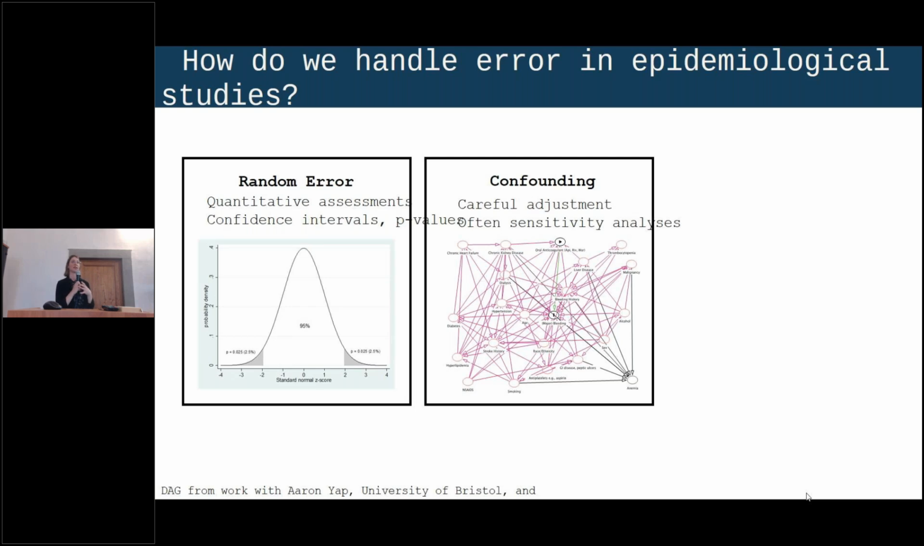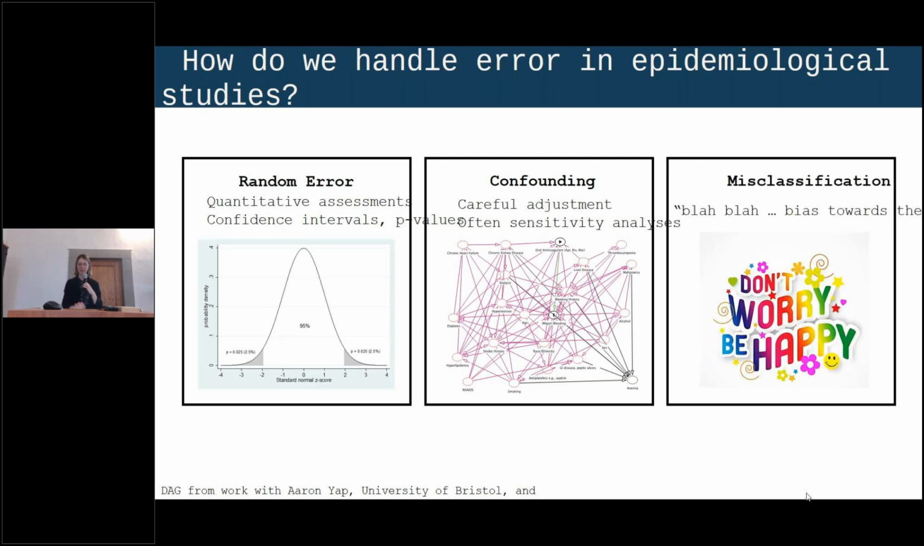We have DAGs that allow us to identify different variables. We have lots of different methods that help us adjust for confounding. And then we get to misclassification. Sorry it cuts off there, but basically, traditionally, I think we've done some kind of qualitative assessment of misclassification. So we might say something like, biased towards null. And effectively encouraging researchers not to worry and instead be happy.